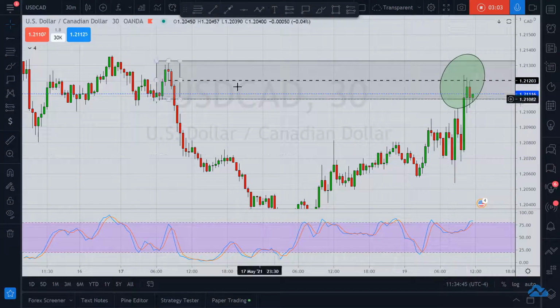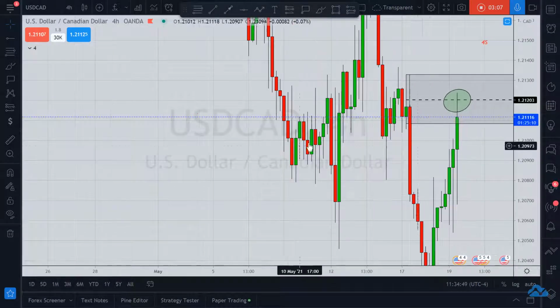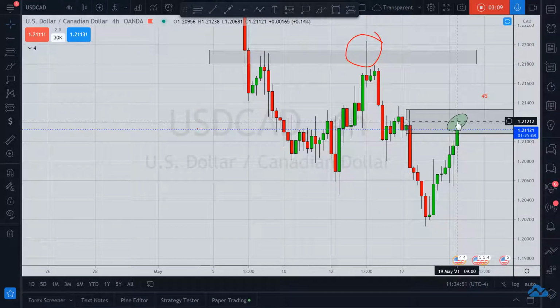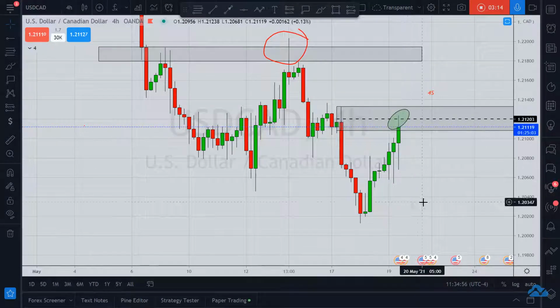So let's go back to the 4 hour. You know what I'm looking for. And we're looking for some bearish price action in here to validate a good short entry.